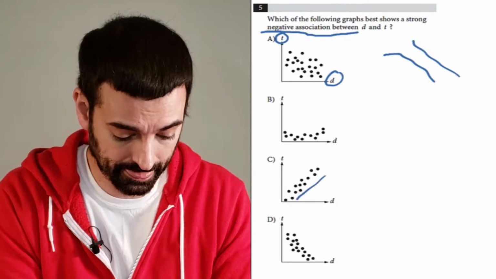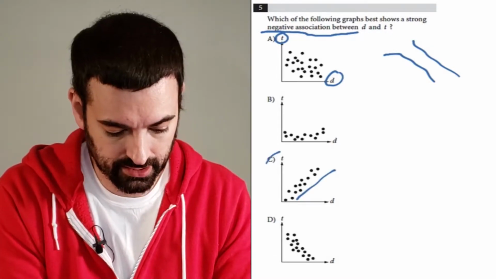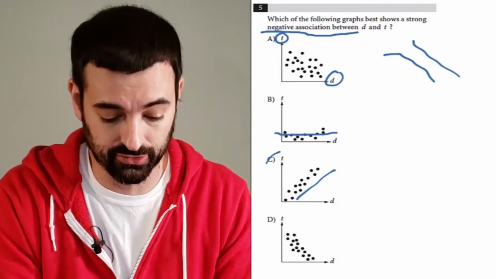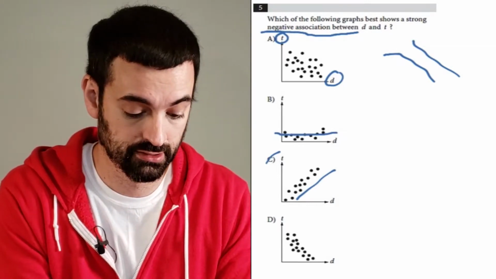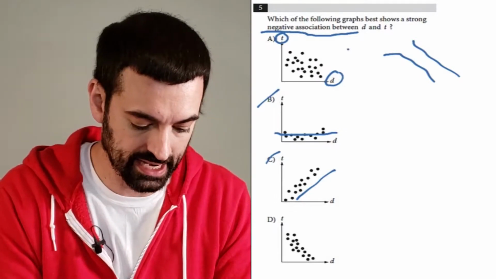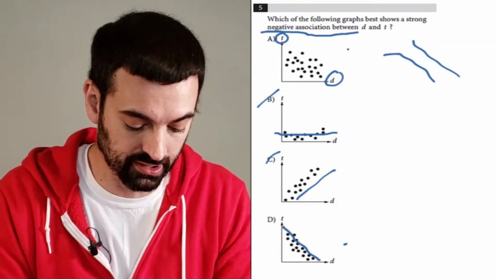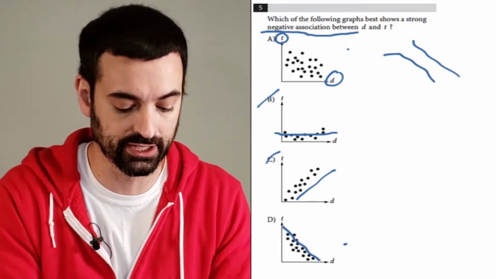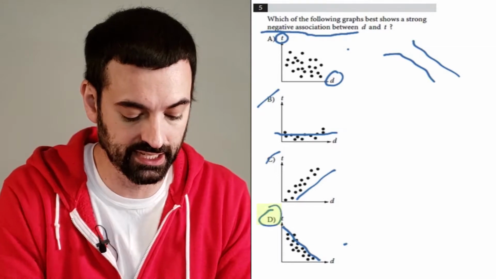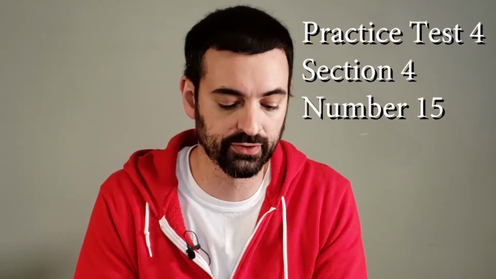C is positive, C is bad. B shows almost no association, so B is bad. A and D are both negative, but D is a more strongly associated negative relationship, so D is our answer. Not bad, right? We're just looking at graphs. Let's do another one. This is Test 4, Section 4, number 15.